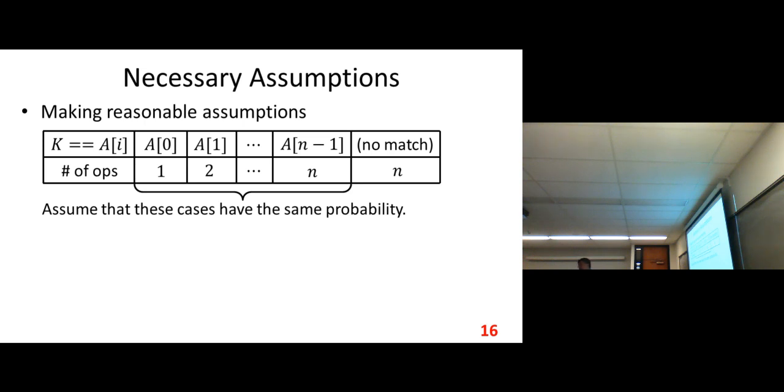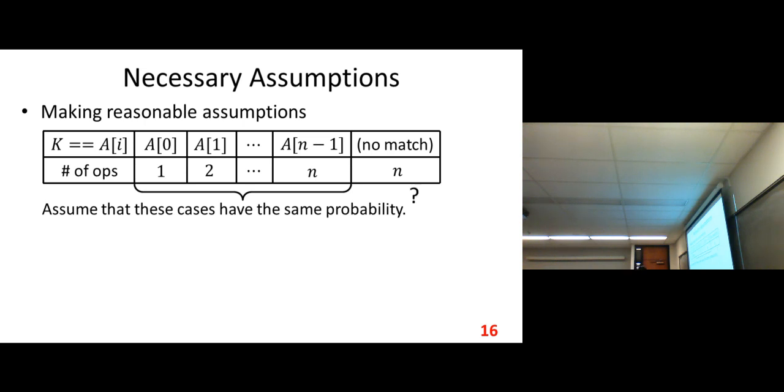How about the no match case? We cannot assume they have the equal opportunity, right? That's not reasonable, right? Can you assume the no match case also has the equal probability with the others? That's not reasonable. So you cannot make that assumption. So what assumption do we make on the no match case?